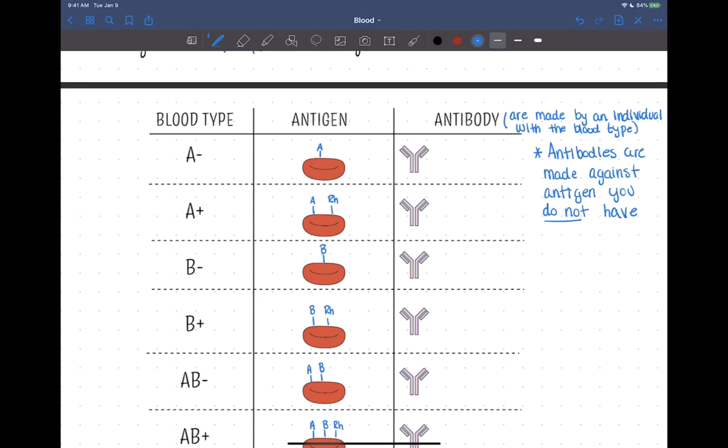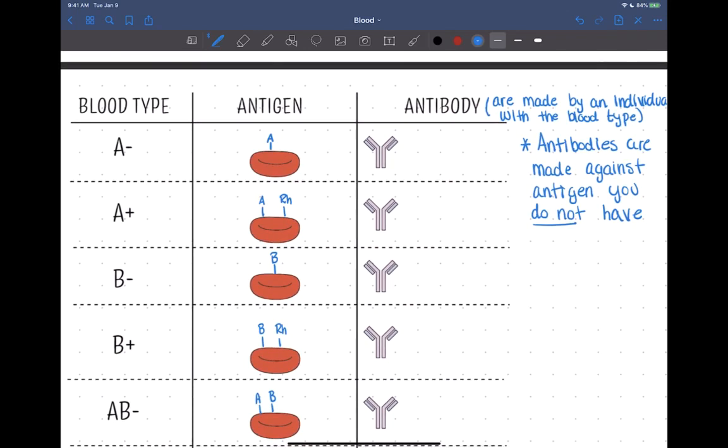Let's start with our A negative here at the top. The antigen that they do have is A. We have three possible antigens, A, B, and RH. What is missing is B, so we're going to have an antibody against B. And we're missing RH. RH is a little unique compared to A and B, so we are going to say RH if exposed. I'm going to put this below, since it's getting a little crowded.